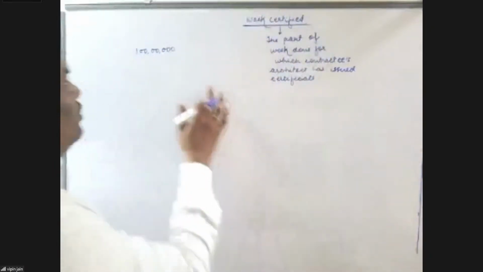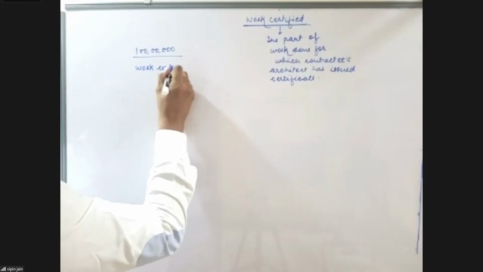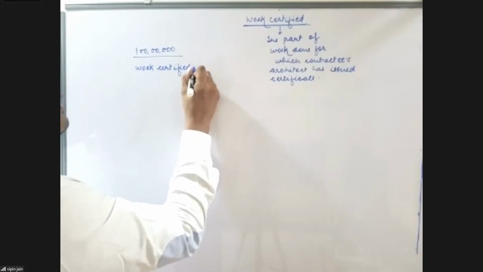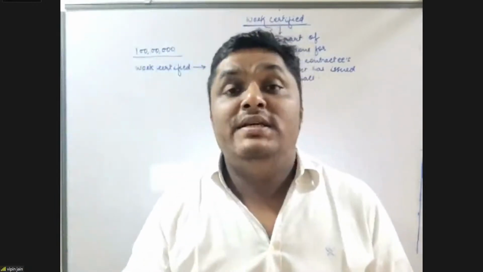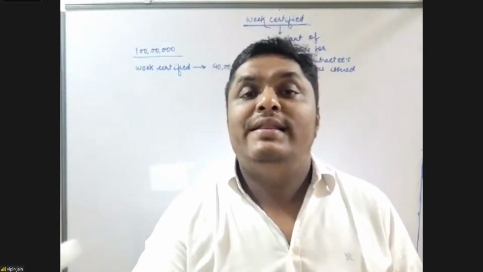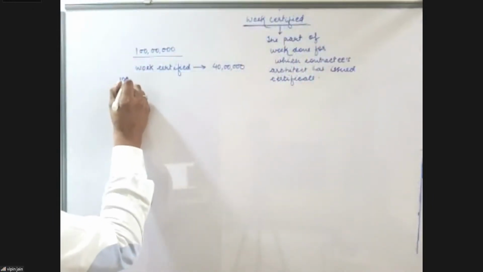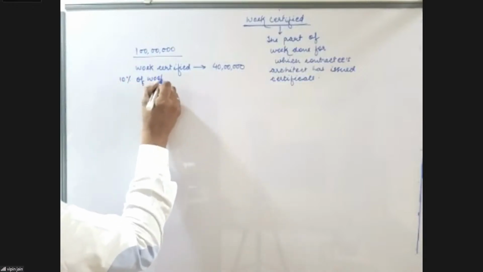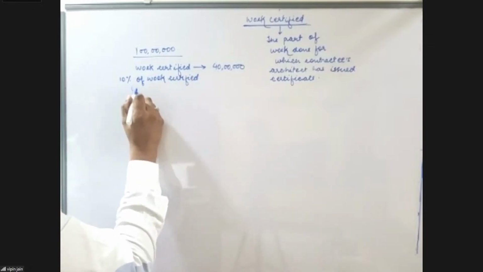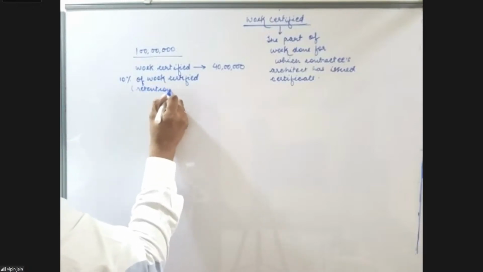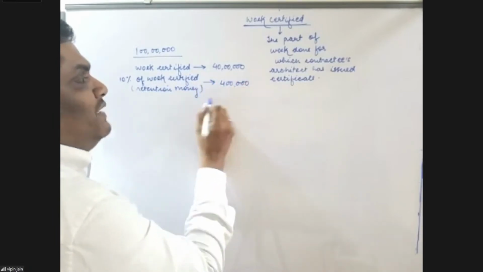So herein, even though out of this 1 crore the work certified is 40 lakh, what does the contractee do to secure against any sort of damages जो पता बाद में चले? उसके लिए कॉन्ट्रैक्टी कुछ परसेंट अमाउंट रिटेन करता है. Let's say the contractee wants to retain 10% of work certified. That is 4 lakh.